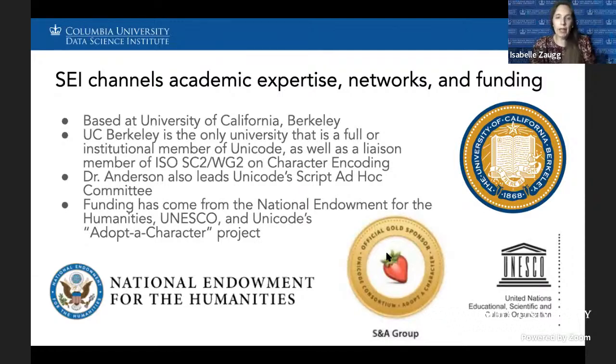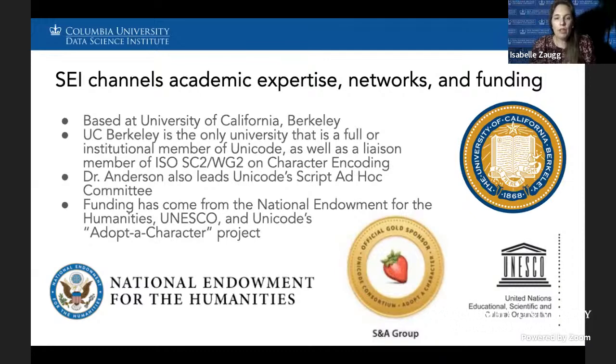SEI channels academic expertise, networks, and funding to make their work possible. It's based at the University of California, Berkeley. So it uses the academic networks within the university, as well as Dr. Anderson's relationship with linguists in many academic institutions, to inform the script proposals that they develop. And UC Berkeley is the only university currently that is a full or institutional member of Unicode, as well as a liaison member of ISO Subcommittee 2, Working Group 2 on Character Encoding. Dr. Anderson also leads the Unicode Script Ad Hoc Committee, which was mentioned in Keith's presentation.